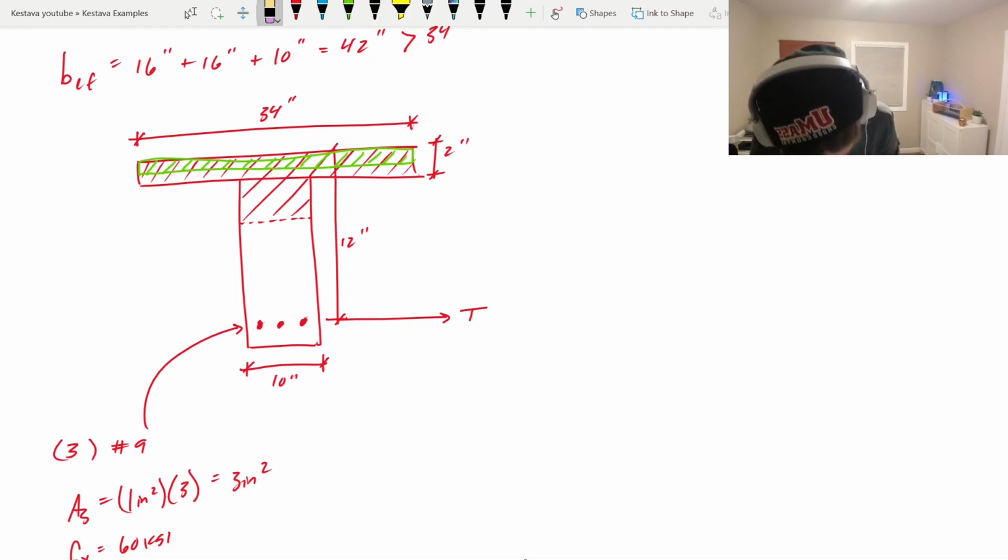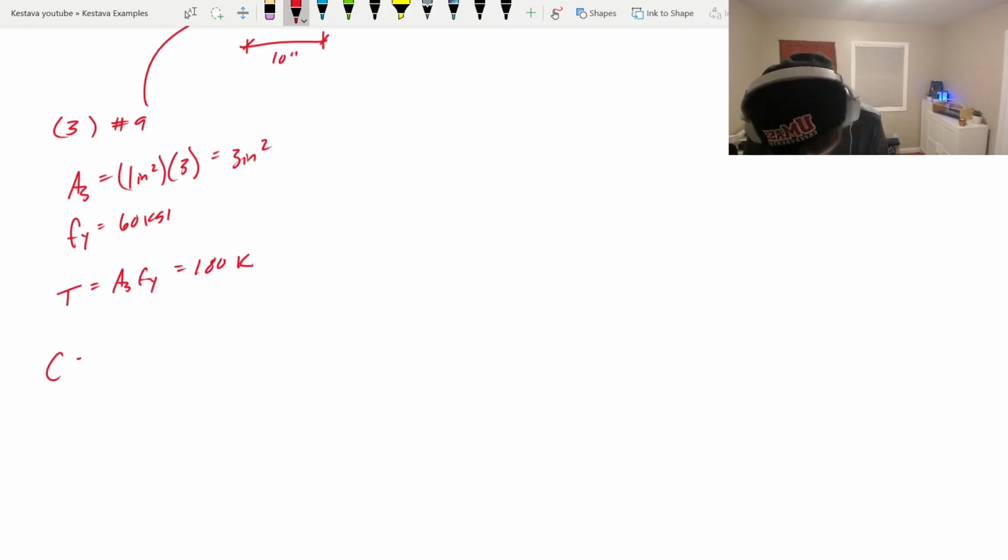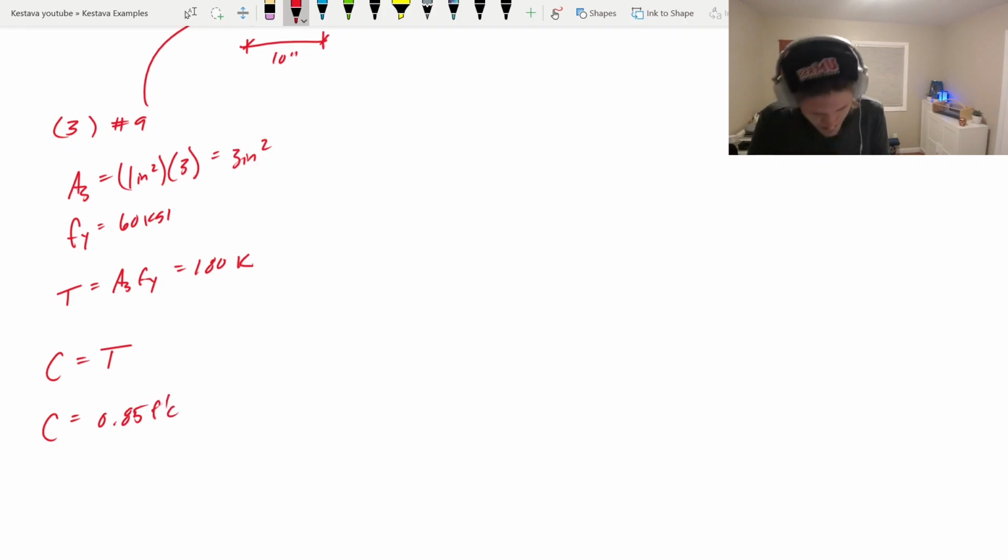It can be pretty straightforward. So we know at least you have C and you have T, and they're equal and opposite. C equals T in order to have a balanced system, to have internal equilibrium. And we all know the equations still apply. So C equals 0.85 f'c, and then you would do A times b and so on, and you'd find A and do all of that.